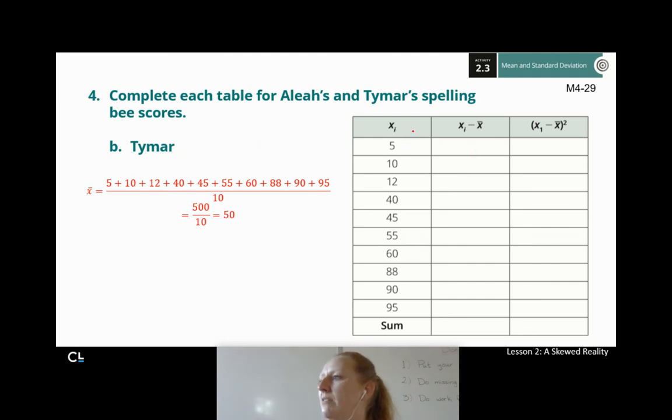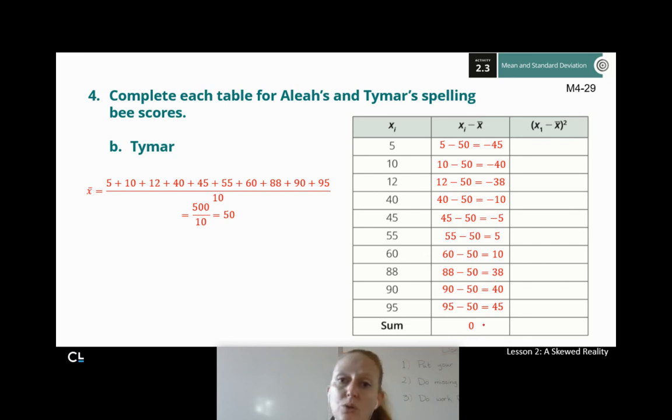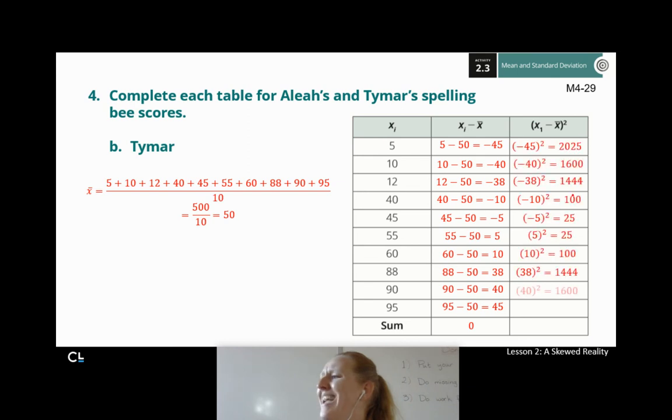I'm going to subtract 50 from all of these. Subtract. We know if we add those up, they should be 0. So it's nice to be able to double check that. Square, everybody. Square. And then I'm going to add all these up. And I got a really big number. I got 10,388. Oh my gosh. Okay.